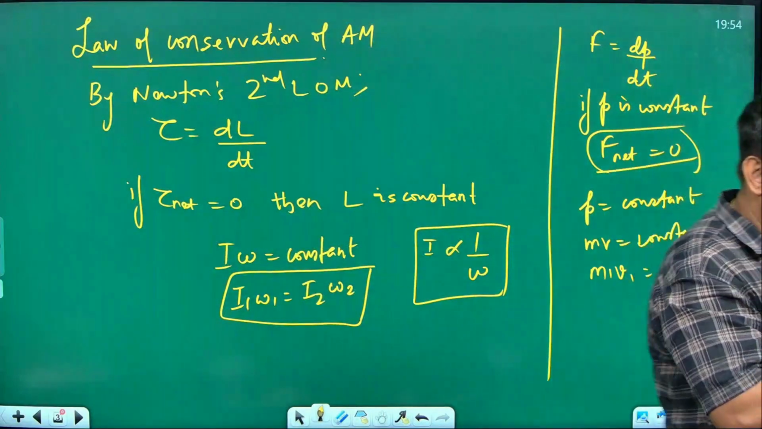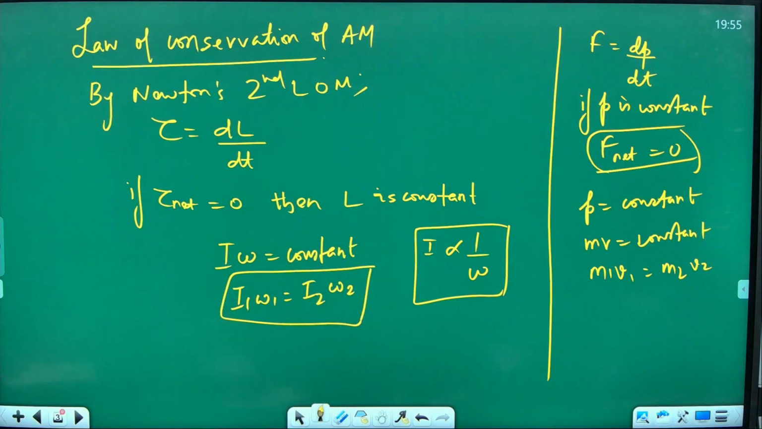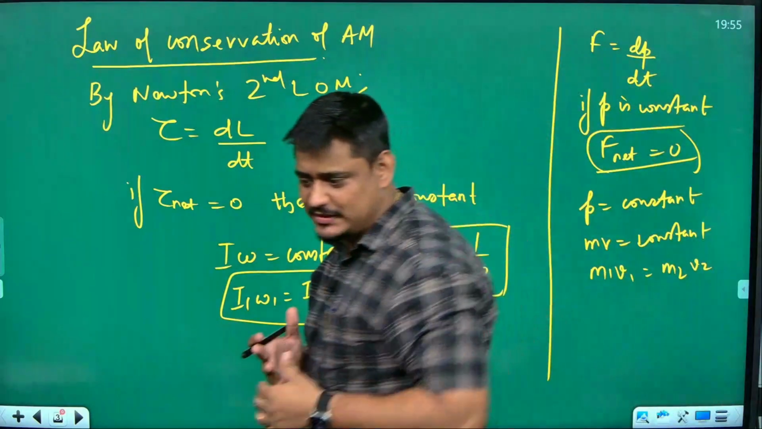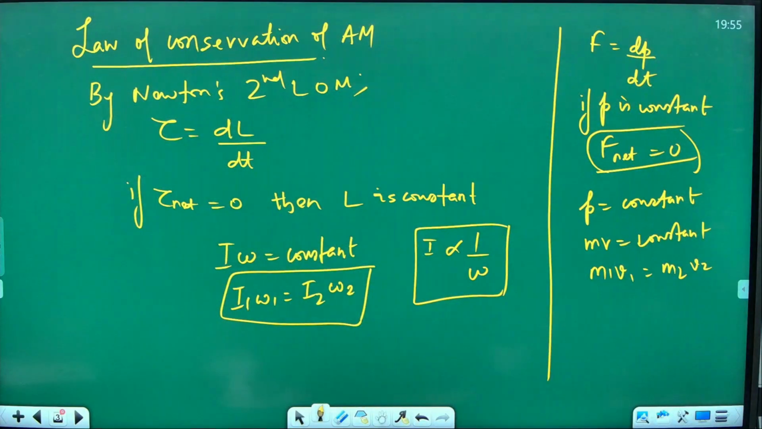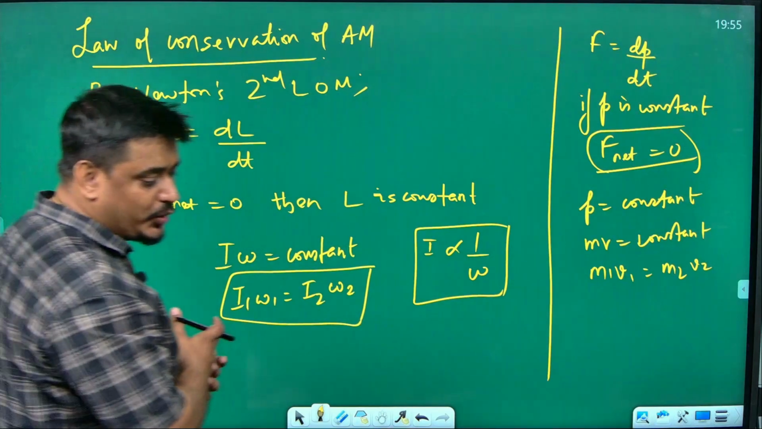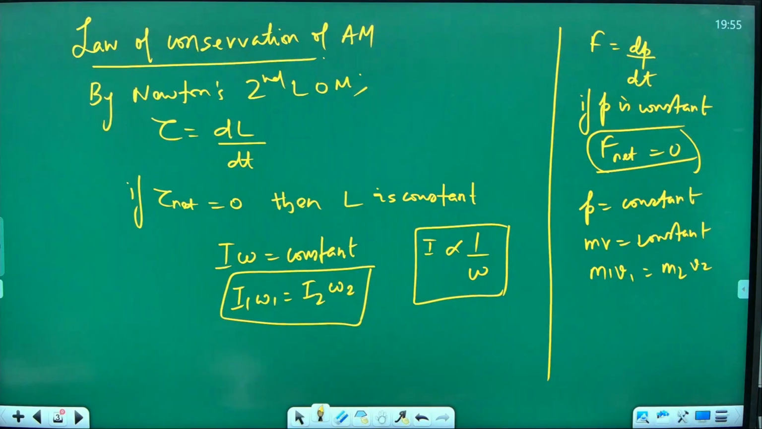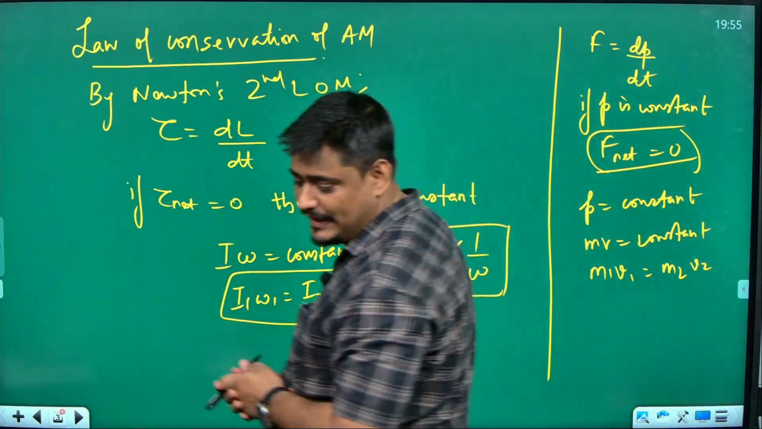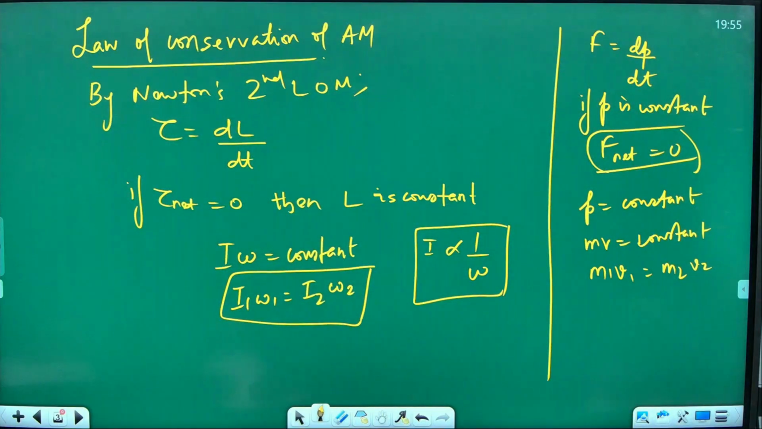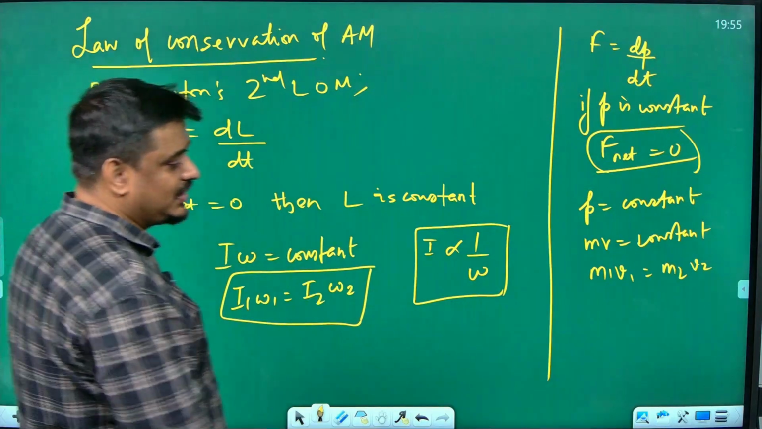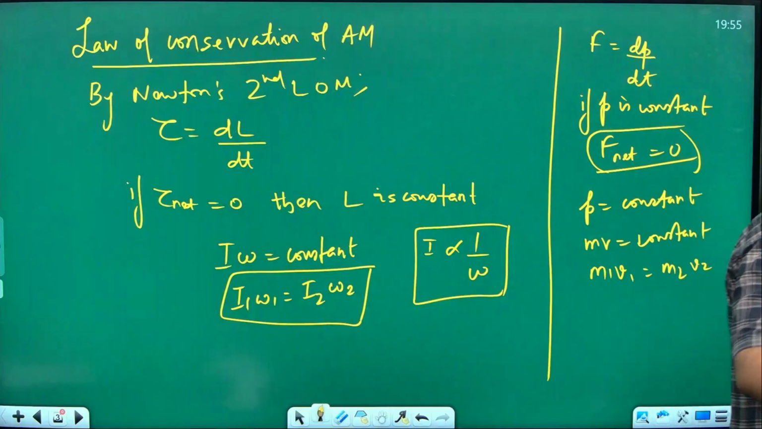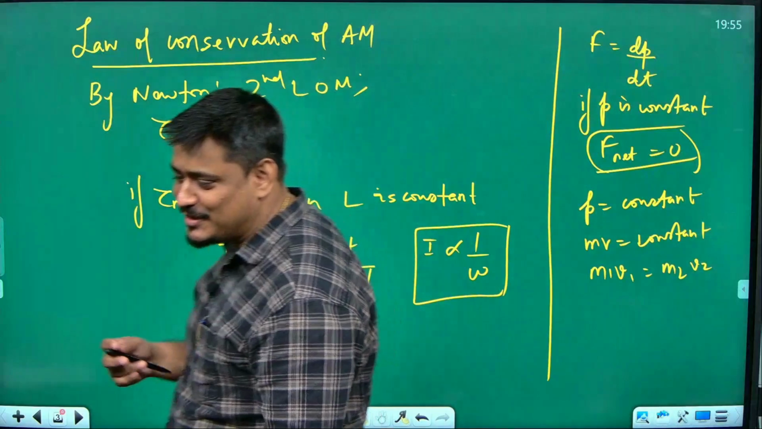One very famous question, which already some people have done. Don't try to be over smart because you have done it. Others, give them a chance. The question is, what will happen to the duration of a day if the radius of the earth becomes 1/3? If the radius of the earth becomes 1/3.